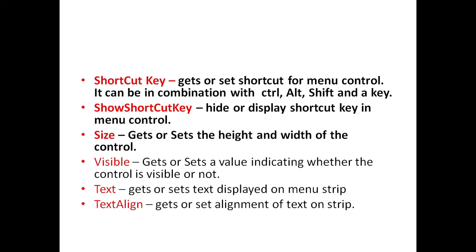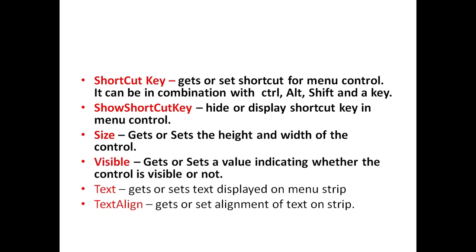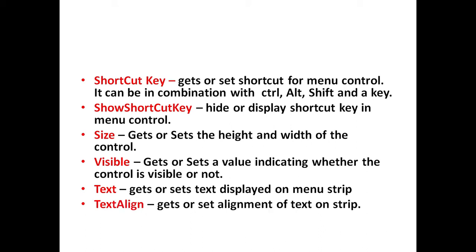Size property is used to get or set the height and width of the control. Visible property is used to get or set a value indicating whether the control is visible or not. Text property is used to get or set text displayed on menu strip. Text align property is used to get or set the alignment of text on strip.